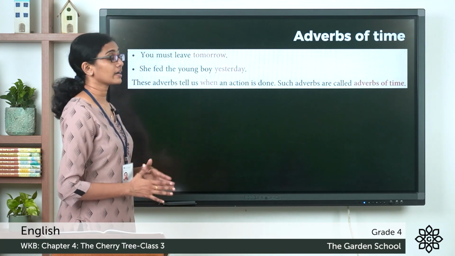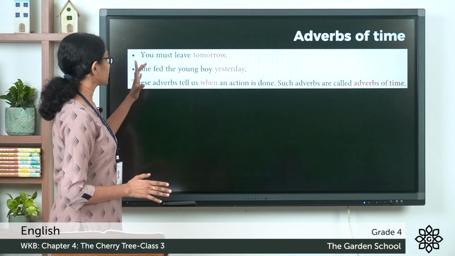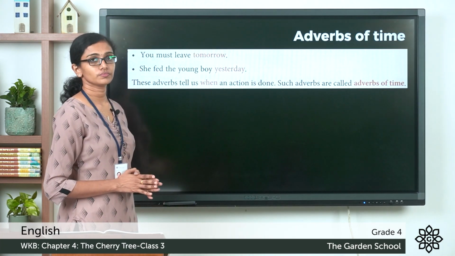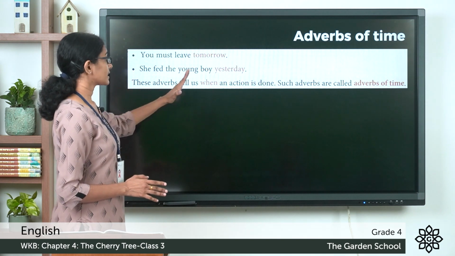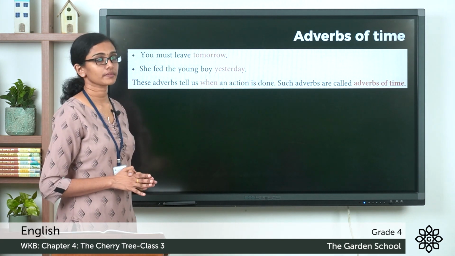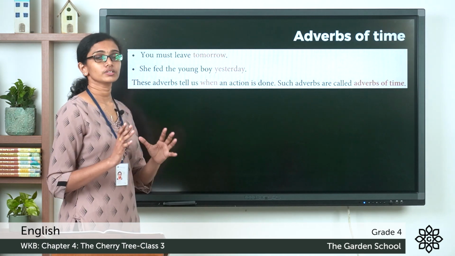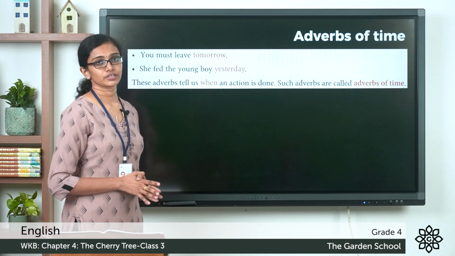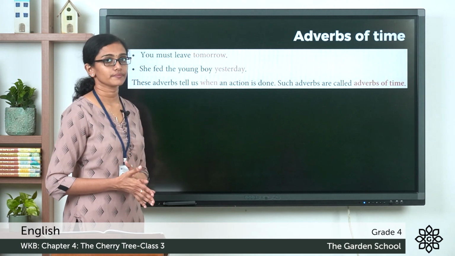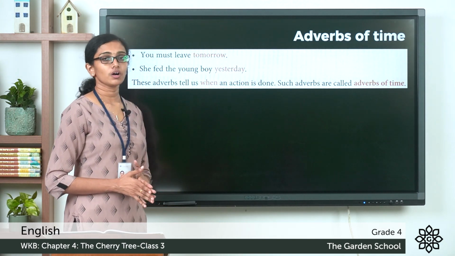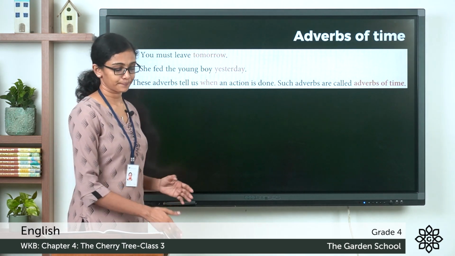Now you have adverbs of time. You must leave tomorrow. She fed the young boy yesterday. So adverbs such as tomorrow and yesterday tell us when an action is done, the time of it. So such adverbs are called adverbs of time.